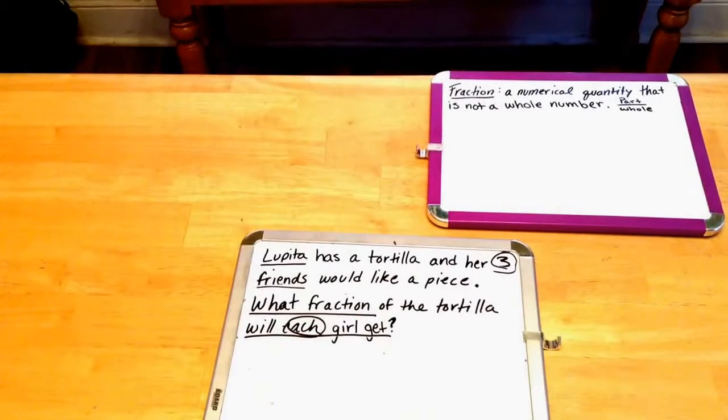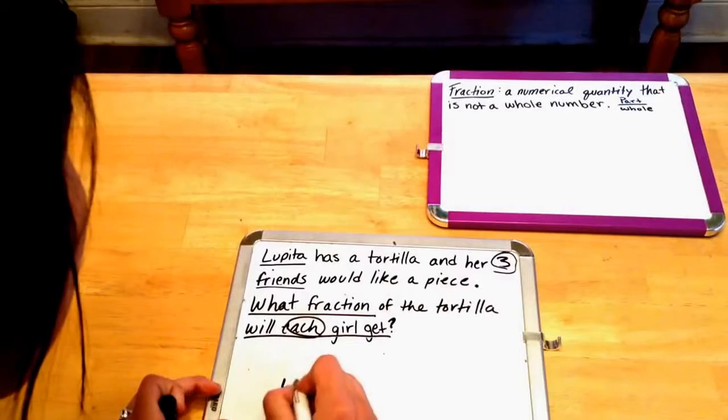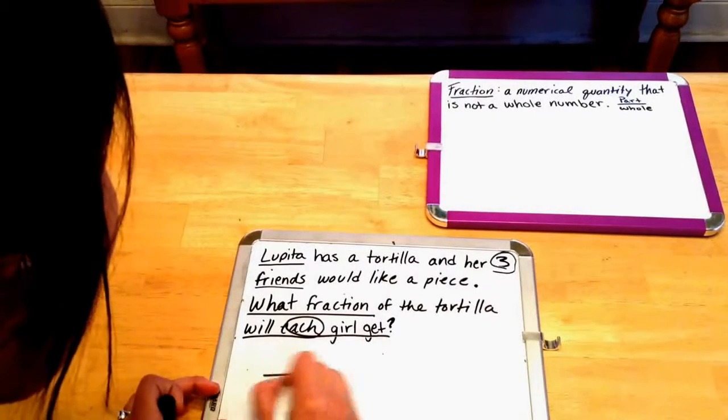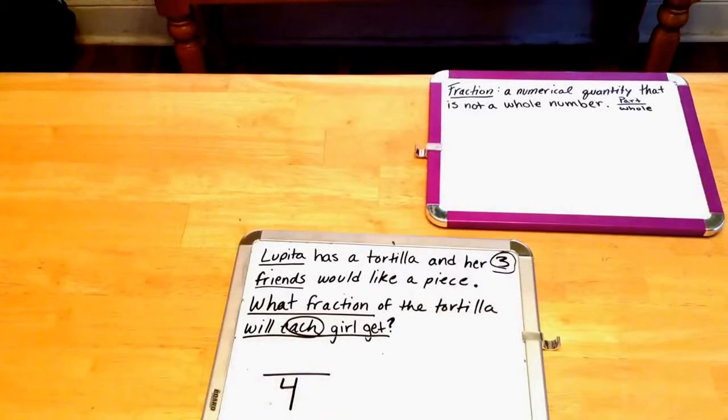So how many times are we going to break the tortilla so each girl gets a fair share? 4 times. So we need a whole. The whole is going to be the number 4. So how many pieces will each girl get? 1. Okay.